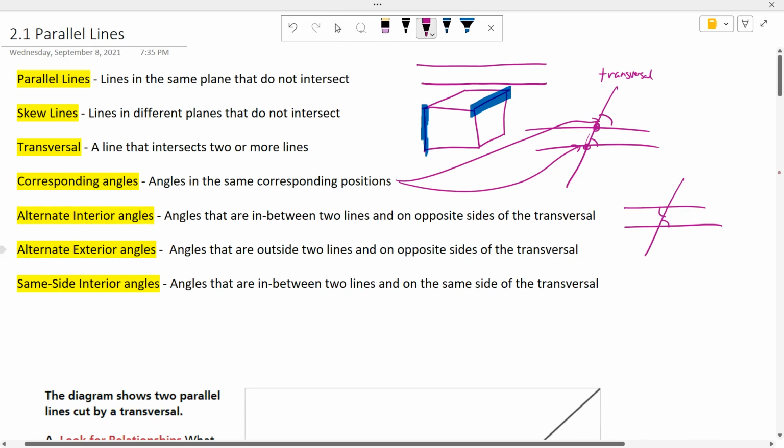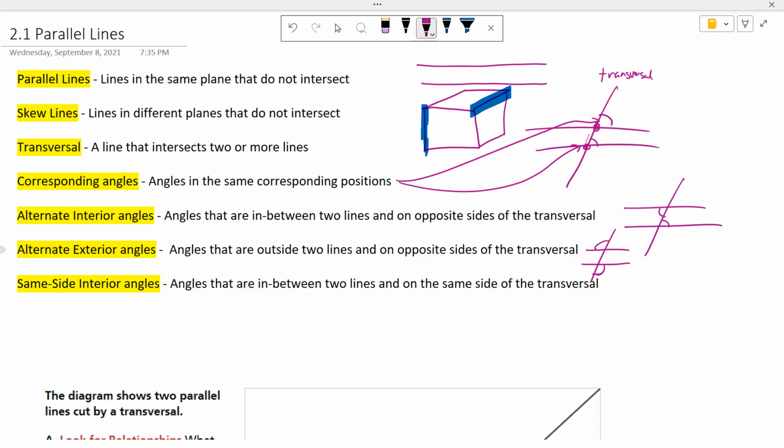Alternate exterior angles are on opposite sides of the transversal and to the outsides of the parallel lines. See how these two are on the insides because they're in between? So inside is interior. The interior of your house is the inside. The exterior of your house is the outside. So we're on the outsides on the alternate exterior angles.